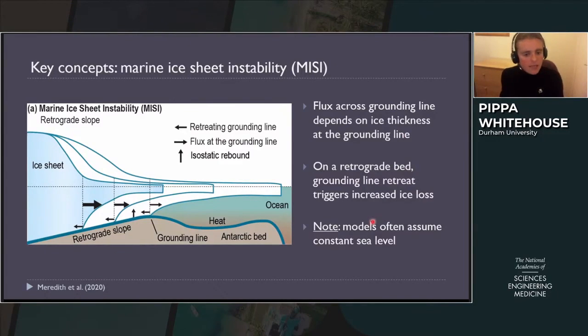Now, something to bear in mind here is that models often assume a constant sea level. There is a little arrow here which talks about rebound, and I'll come on to the effect of that in a moment. But quite often we think about the sea surface being constant. If we're driving ice sheet models, we're perhaps using a eustatic sea level curve of what we think the ocean did in the past. And the details are a little bit more complex, which plays to our advantage if we're thinking about trying to find ways of slowing down ice sheet loss.